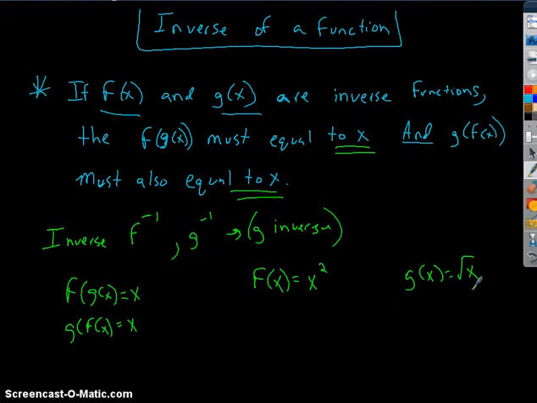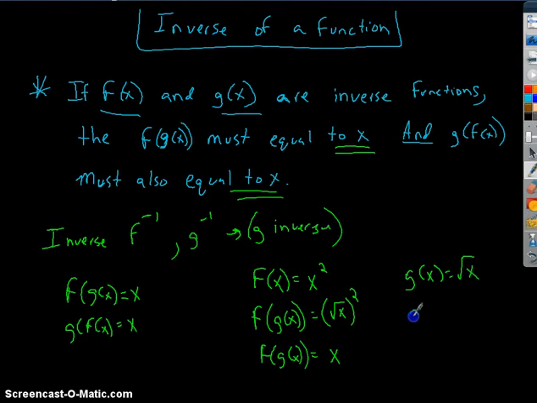So if I found f of g of x, I basically take g of x and stick it into f. So the x is now the square root of x, squared, where the square root of x squared is x. So that means f of g of x equals x. So that part checks out.